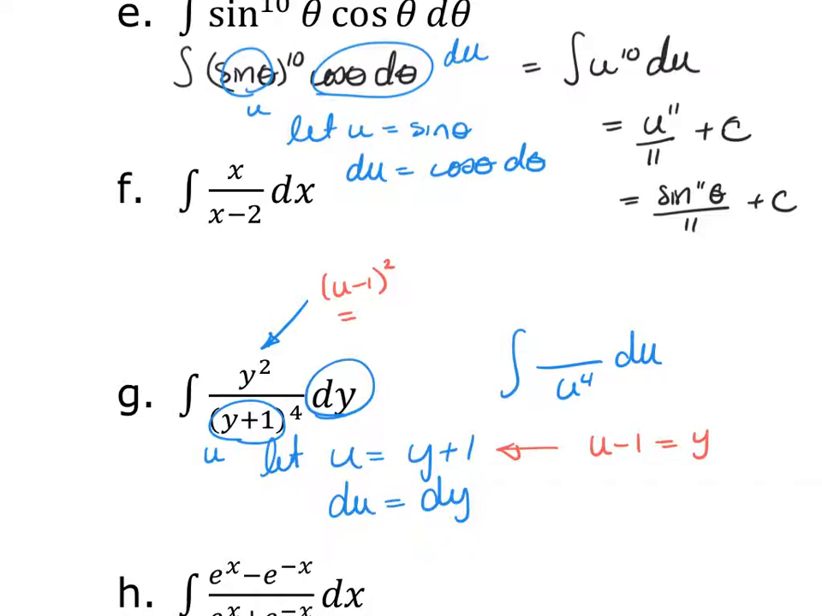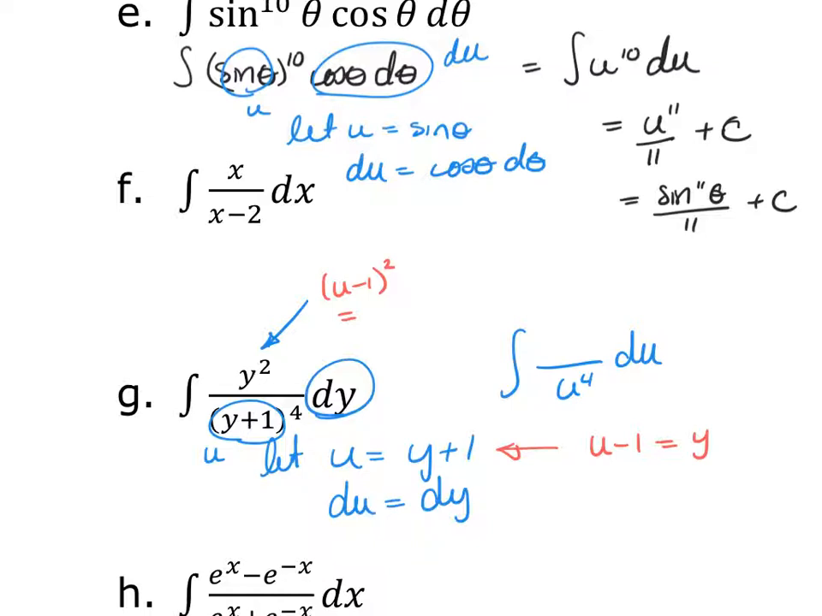But if I say u is equal to y plus 1, that means y itself must have been u minus 1. Now that's not going to change the derivative at all. As you can see, my derivative is still just dy equals du, or du equals dy. So that doesn't change the derivative by moving the constant to the other side of the equal sign.